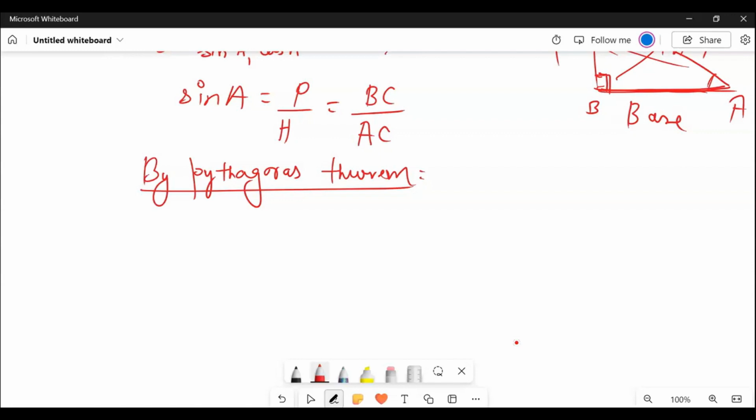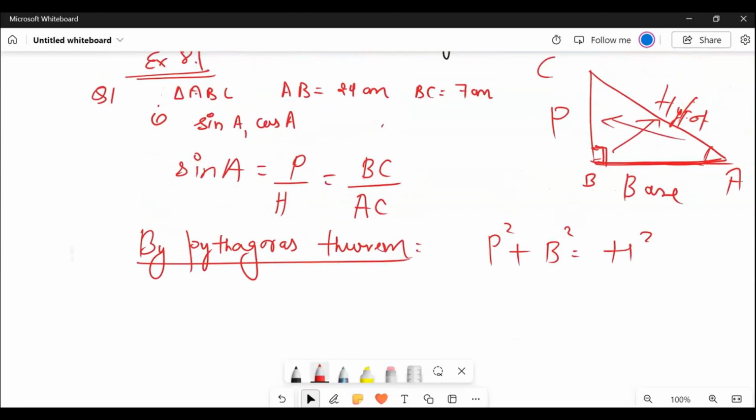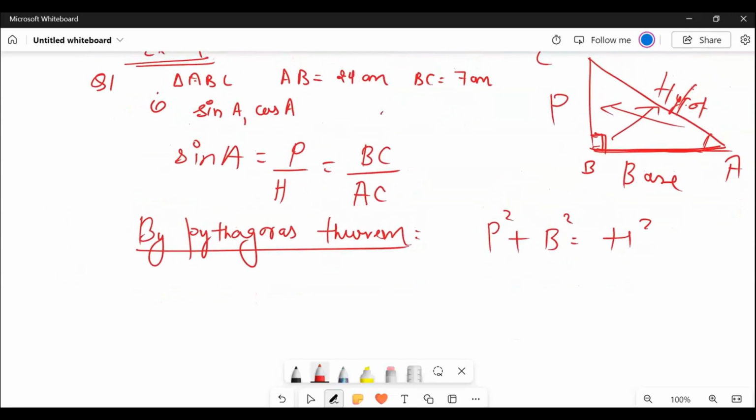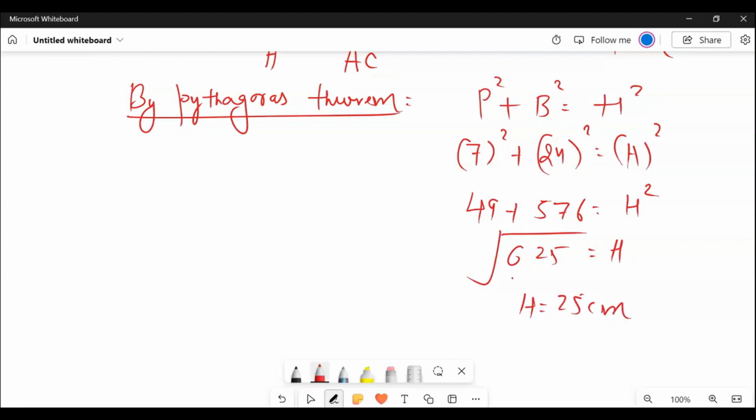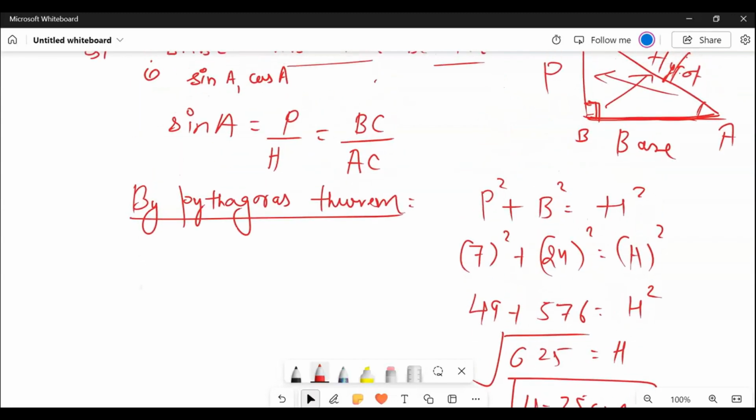According to the Pythagoras theorem, perpendicular square plus base square is always equal to hypotenuse square. We need to find the hypotenuse, and the base is 24, given, and this is 7, so we can write 7 square plus 24 centimeter square is equal to hypotenuse square. So 49 plus 576 is equal to h square. This will be 625, under root will be h, and h will be 25 centimeter. Now you have figured out the h, so you can apply it in the formula.